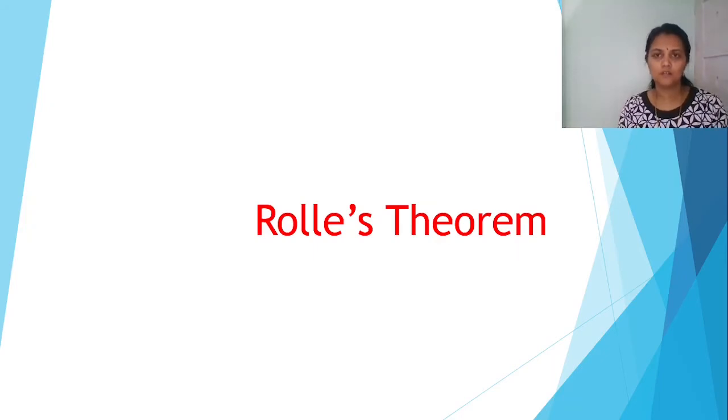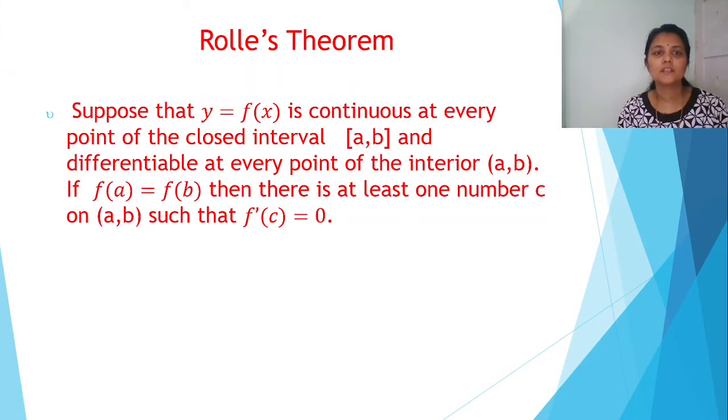Good afternoon all. Today we are going to learn about the concept of Rolle's theorem. Rolle's theorem states that suppose y equal to f of x is continuous at every point of the closed interval [a, b] and differentiable at every point of the open interval (a, b), and if f of a equal to f of b, the endpoints, then there is at least one number c between a and b such that f dash c equal to 0. This is the statement of Rolle's theorem.